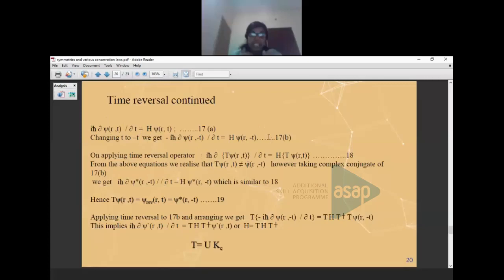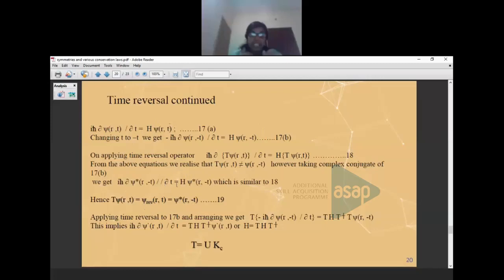What is the correction? When you use a conjugation, you get the expression i h bar dou psi star by dou t equal to H psi star, in the same form as before. When something is in the same form, it is okay, because it is preserving the form. Therefore, T psi of r, t is psi star of r, minus t.